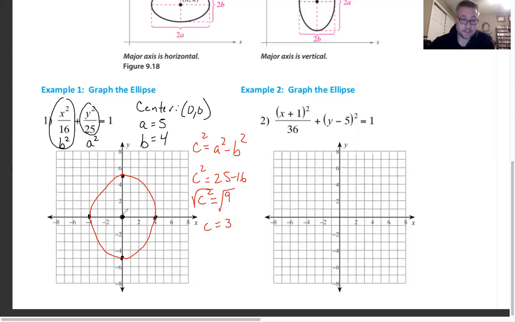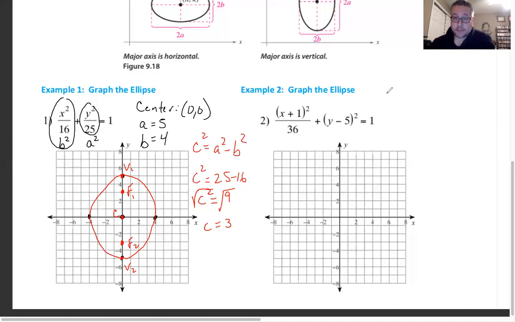So I start from the center and I go towards the major way. So this one is taller than it is wide. So from here I go up 1, 2, 3. So that's one focal point, and down 1, 2, 3. That's the other one. Okay. This is my center. We could call that C. And this is one vertex, and this is the other vertex. Okay, we'll move on now to example 2.